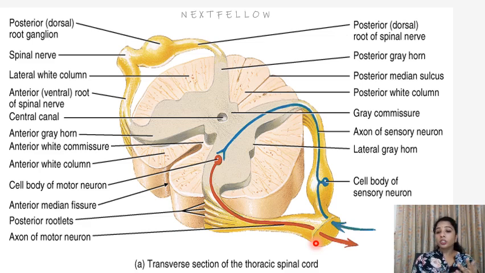Whereas the posterior or dorsal rami are usually short in their course, and they supply the paravertebral muscles, and they supply the skin over the dorsal aspect, that is the back of the trunk. So this is all about the external features, a little bit about the internal structure, and also the formation of the spinal nerve.